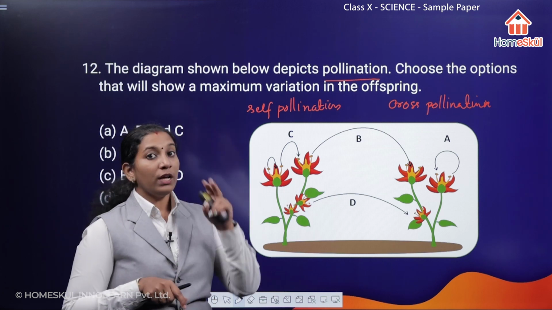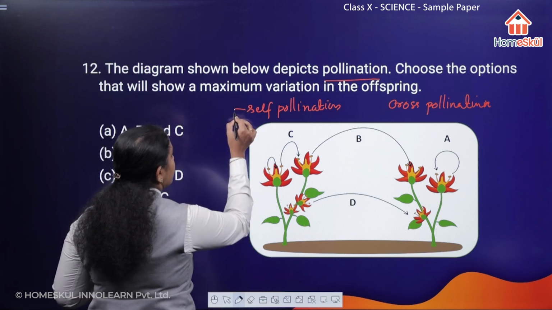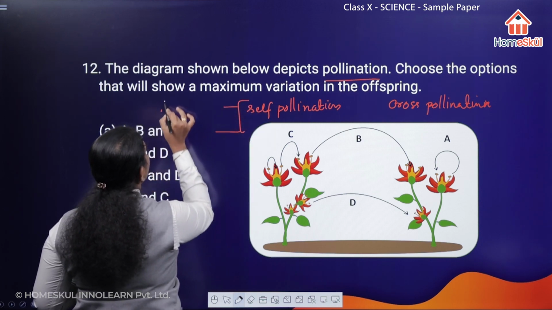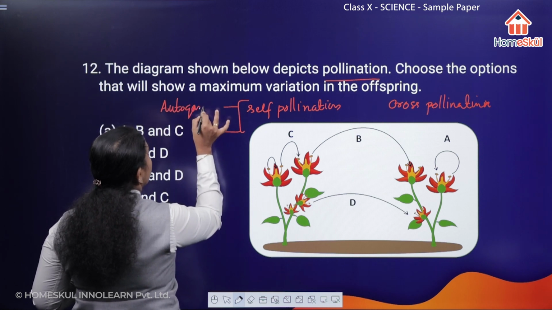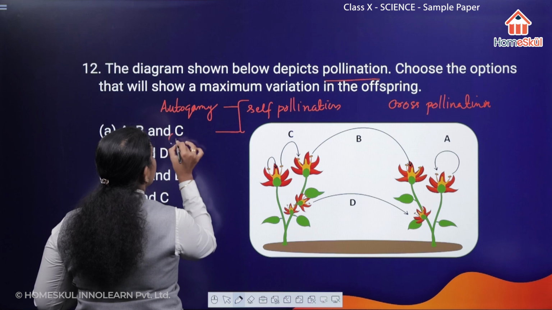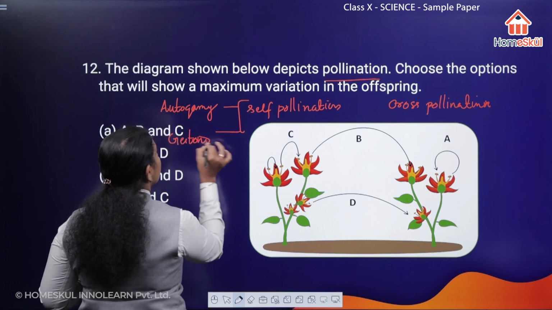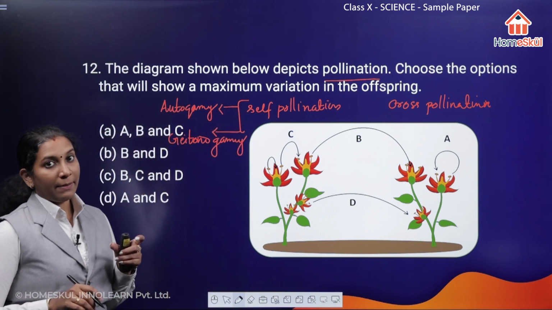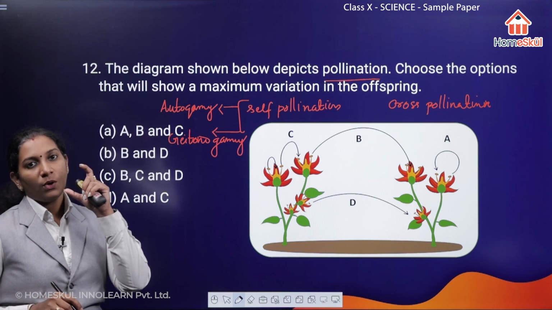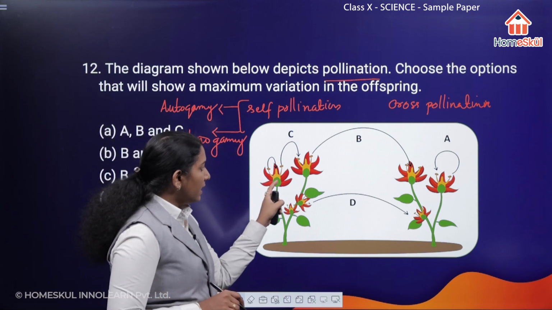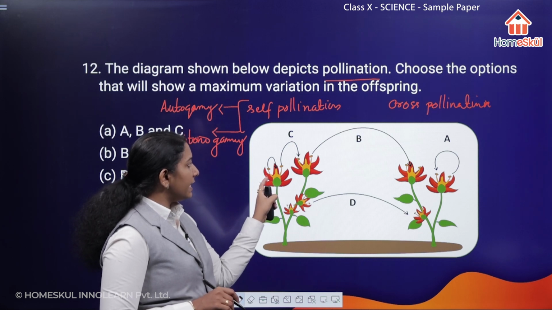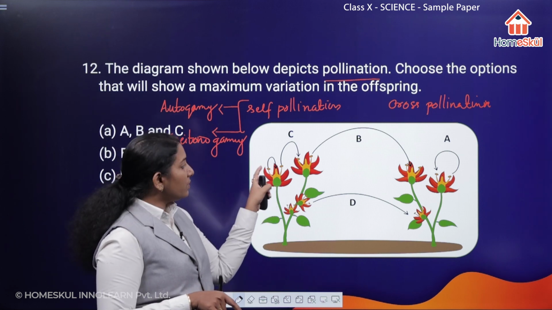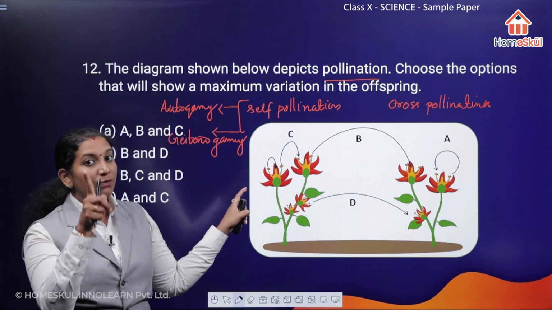And in self-pollination also, there are two types. One will be autogamy and the other one will be geitonogamy. So, what is the difference between autogamy and geitonogamy? In autogamy, a single flower is involved, that is, the pollen grains from a single flower are deposited on the stigma of the same flower. So the pollination will happen. So this is a kind of autogamy. A single flower is involved.